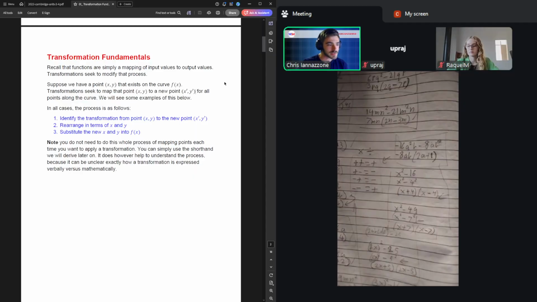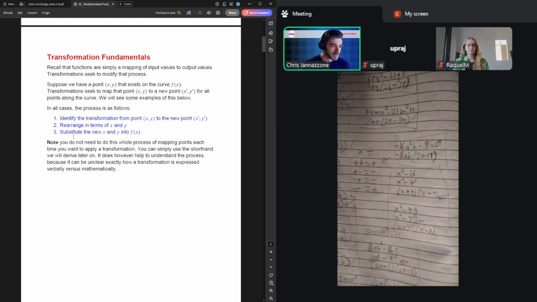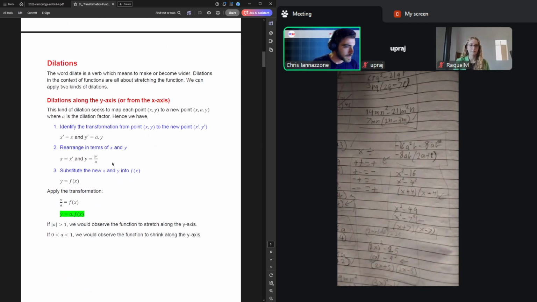The reason why this is an appropriate way of handling transformations is because pretty much any curve can be thought of as a sequence of points all connected by a line, right? A curve that draws through all of them. So whatever you do to map one point to another point can then be applied to the rest of the graph as well. These are the 3 steps you follow for applying any given transformation. We'll have a look at a few examples.